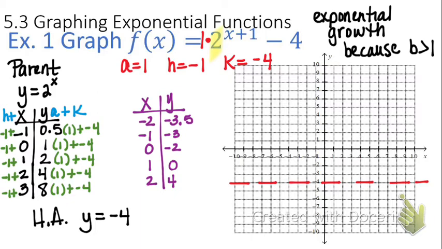-2, -3.5, -1, -3, 0, -2, 1, 0, and 2, 4. So it's growing. It's going to just look like it's rolling on that asymptote. It does not go below it.